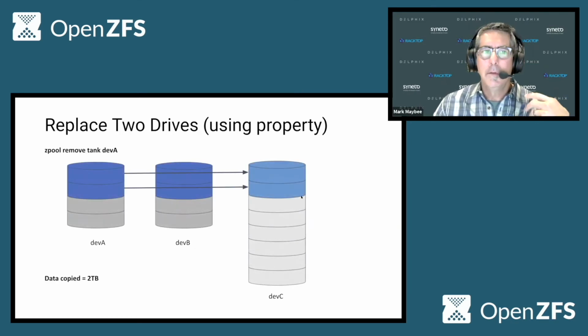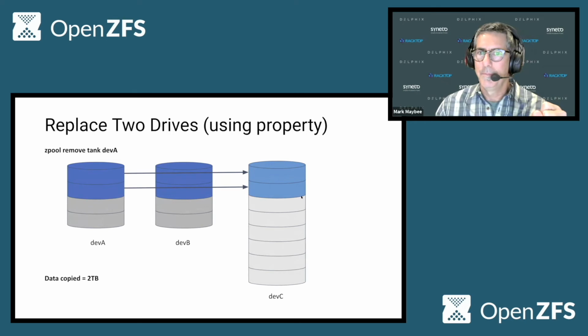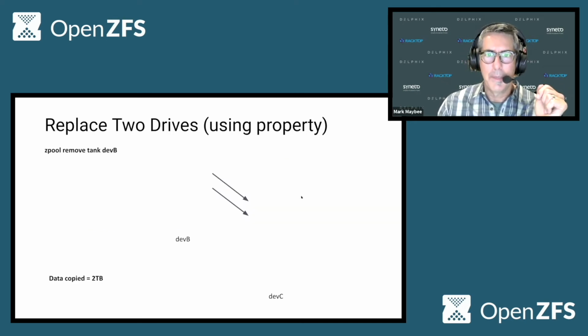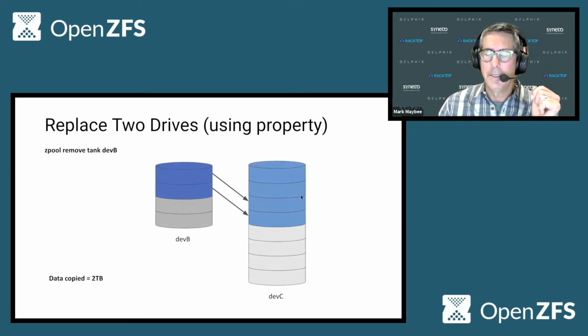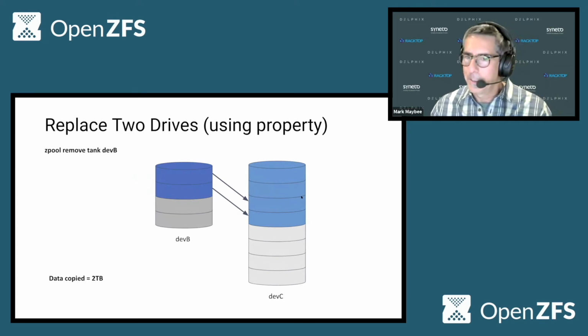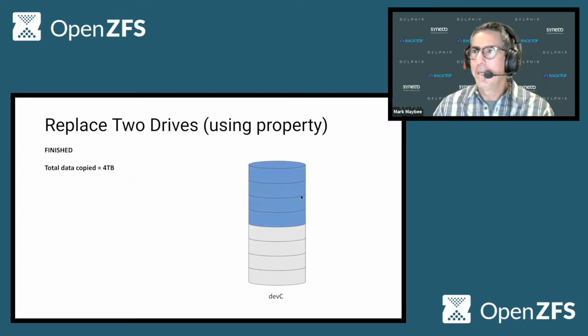We now issue a remove command for drive A, and its 2 terabytes of data are again moved off, but in this case, all of that goes directly to dev C, because dev B is non-allocating. So we do 2 terabytes of copy, and now when we remove dev B, we only have 2 terabytes of data left to move, and those 2 terabytes go to dev C. So we were able to move the 4 terabytes and only move 4 terabytes of data, rather than having to copy 5 terabytes of data around.